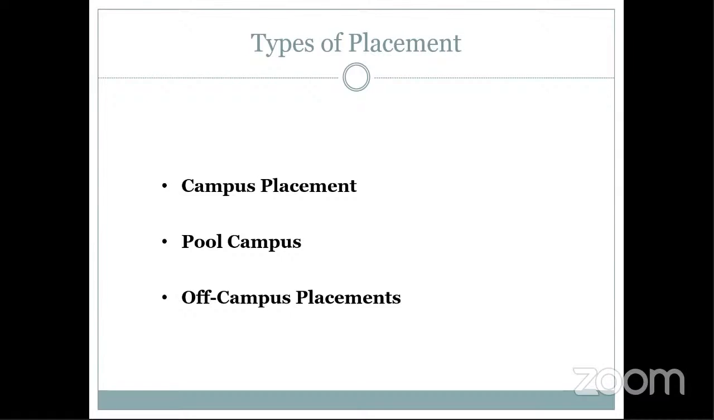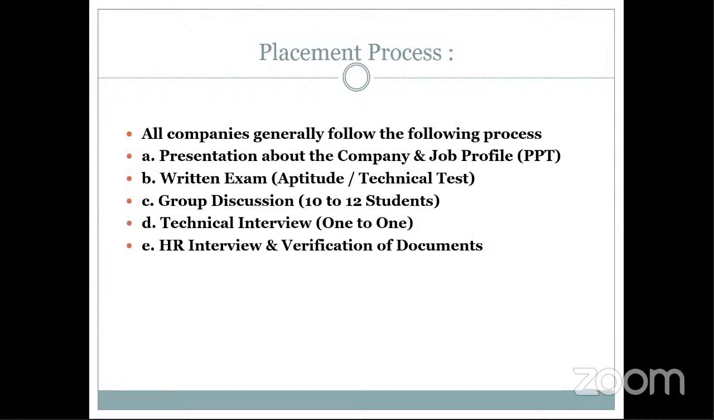So these are the types of placement which are currently active, where you can appear and get a job. Now, when it comes to the process, mostly I can talk about the Indian process because I'm not aware of the other countries' processes. But somehow, people from other countries watching our video on YouTube will also get to understand the situation, because it is somewhat relevant. So all the companies generally follow the following process only.